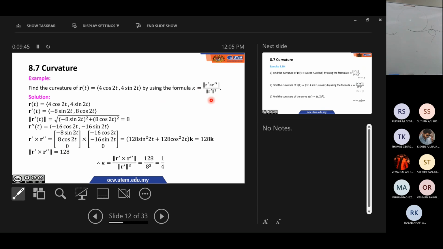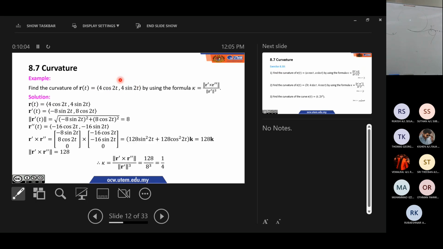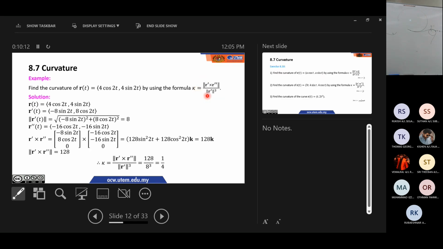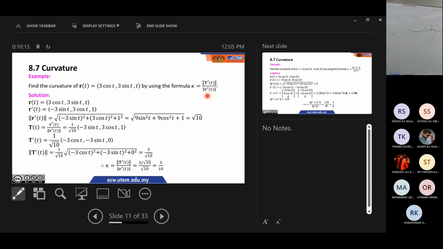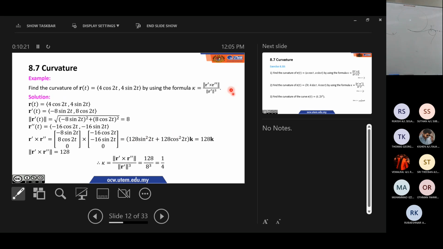Because if you look at this formula, we just need to find r prime and r double prime, just up to r double prime. We don't have to find T. We just need to find the cross product and the magnitude of the cross product. So as a conclusion, if your r(t) is something like this, or something like this, you can use either formula, no issue. But if your question is something like this, I will suggest you follow this formula.